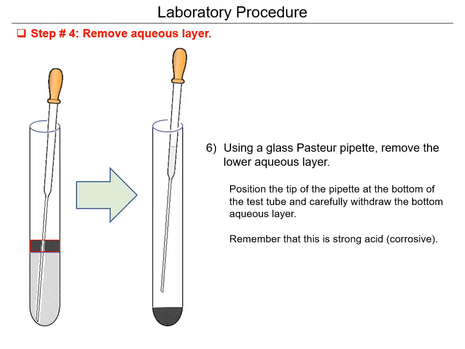Once the bilayer can be observed, using a glass Pasteur pipette, remove the lower aqueous layer. You may position the tip of the pipette at the bottom of the test tube and carefully withdraw the bottom aqueous layer. Do remember that this is strong acid and is highly corrosive.